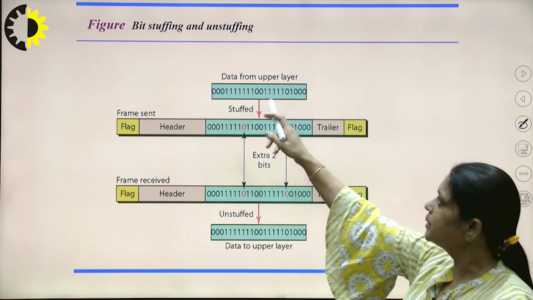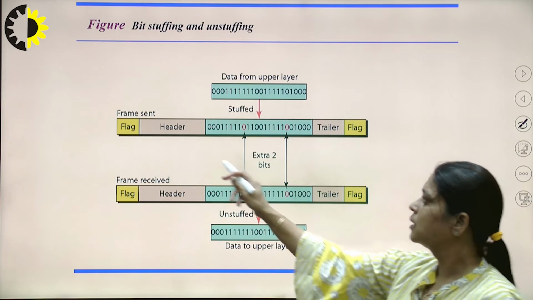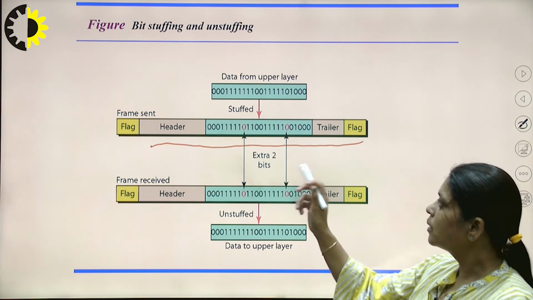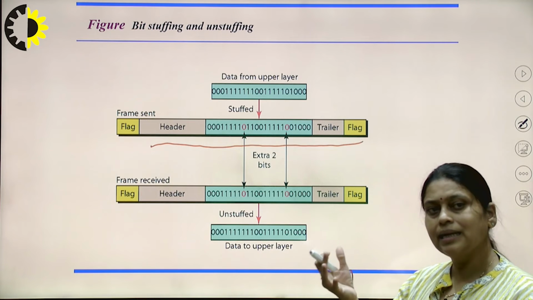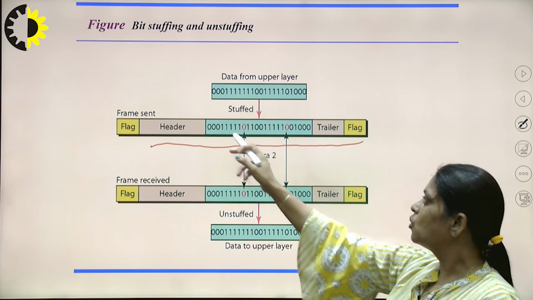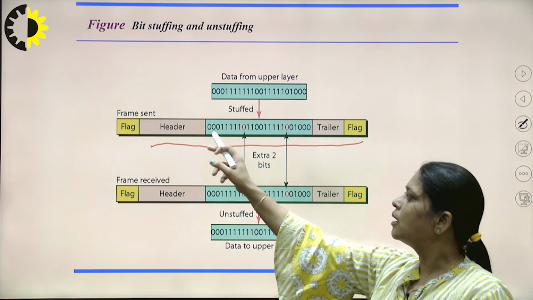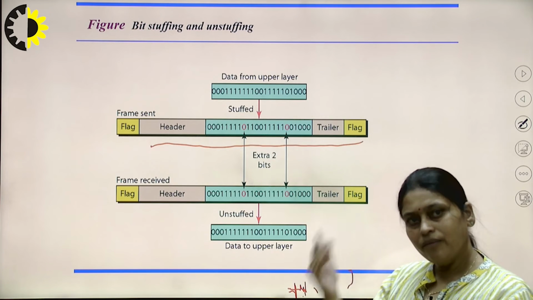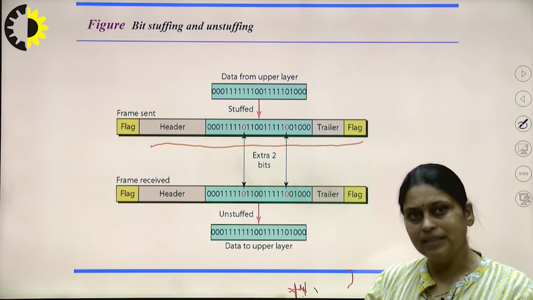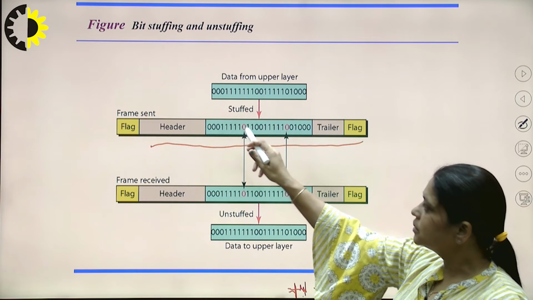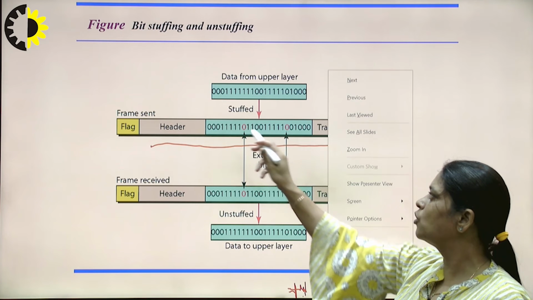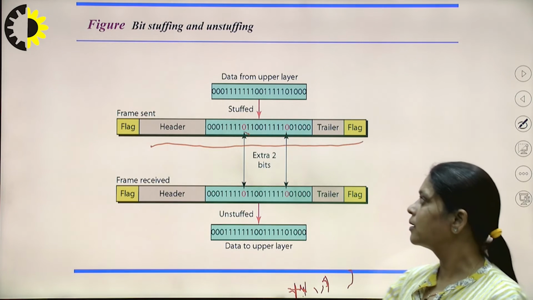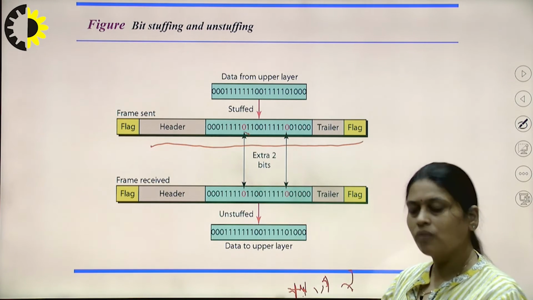So the data reaches from the upper layer. This is our header part plus data part. It includes both. So let me see what exactly the data is. Suppose here 0 0 0, then we count 1 2 3 4 5. When we receive 5 ones in the data, after the 5th one we insert the 0 bit. This is bit stuffing, so that there will be no chance of any mistake in the data.